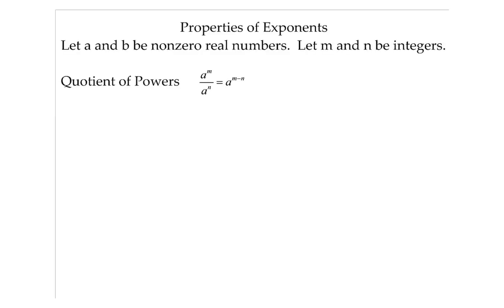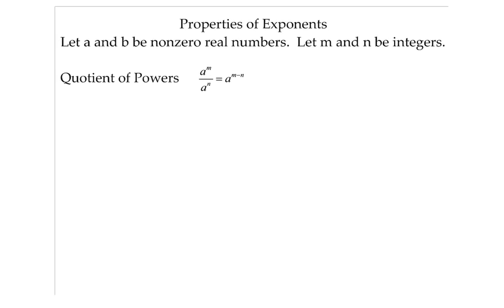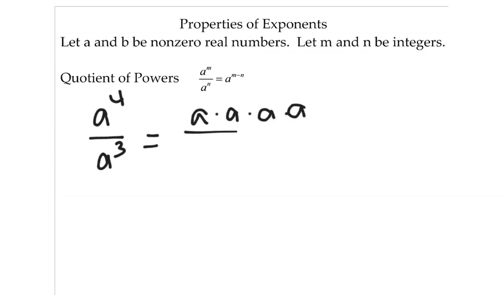The next rule is the quotient of powers. In this case, we subtract the two powers when we are dividing an expression that has the same base. So if we go back to an example from before, a to the fourth divided by a to the third, this would be the same as having 4 a's multiplied together on the top, divided by 3 a's multiplied together on the bottom, and then we can reduce 3 of those 4 a's, leaving us with a to the first. Again, the shorthand way would be to subtract the 4 minus 3.